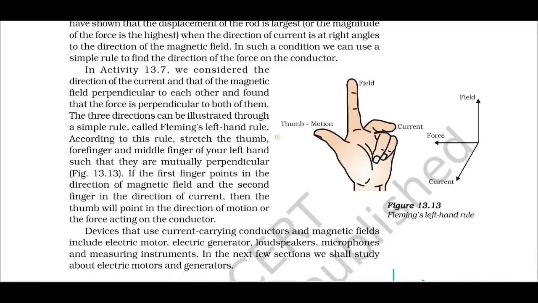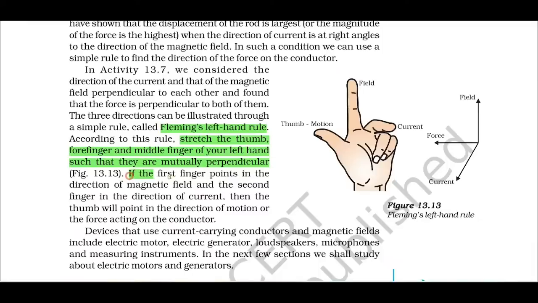So the direction of the magnetic field lines, the direction of the current and the force is given by what? Fleming's left hand rule. According to this rule, stretch the thumb, forefinger and the middle finger of your left hand such that they are mutually perpendicular to each other.